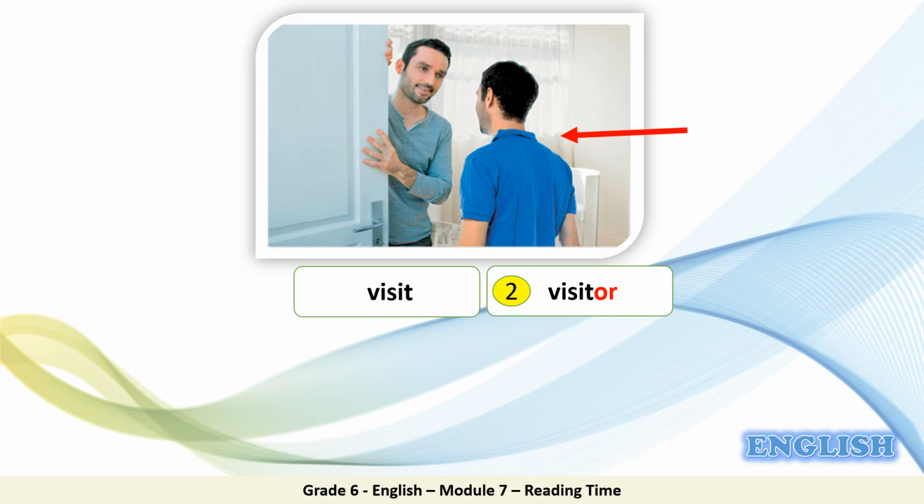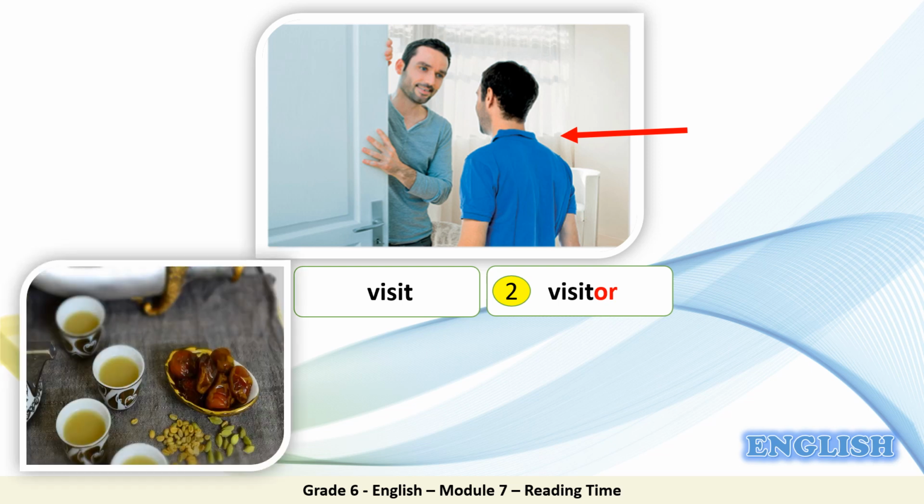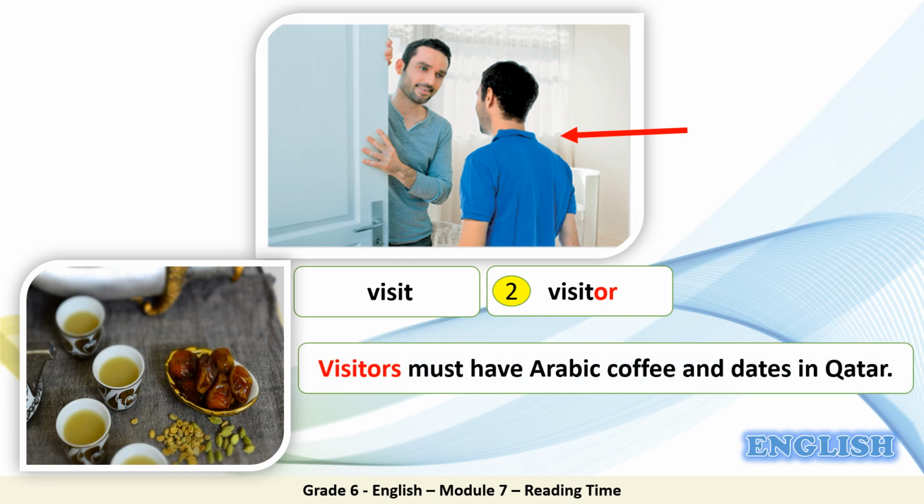Can we use it in a sentence? Good. What can we see in this picture? Arabic coffee and dates. Good. Visitors must have Arabic coffee and dates in Qatar. It's our tradition.